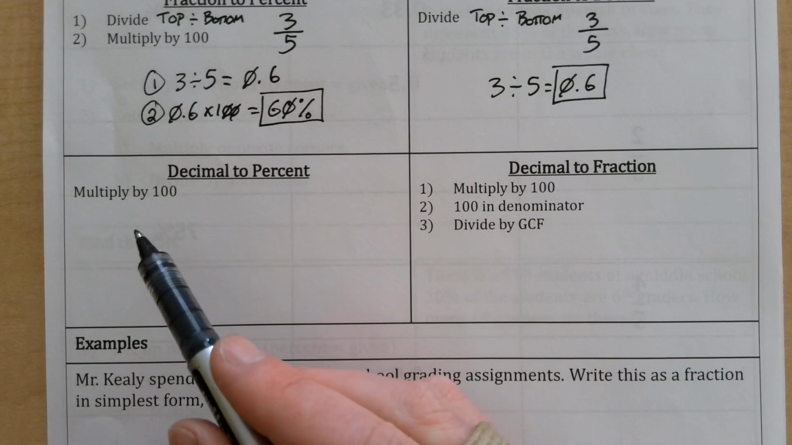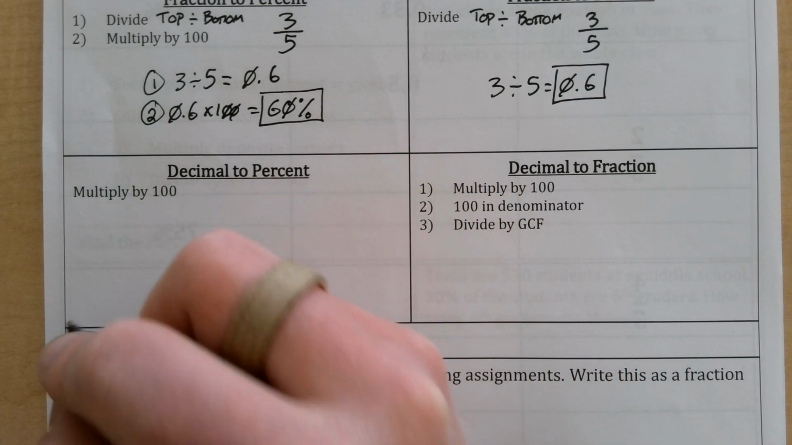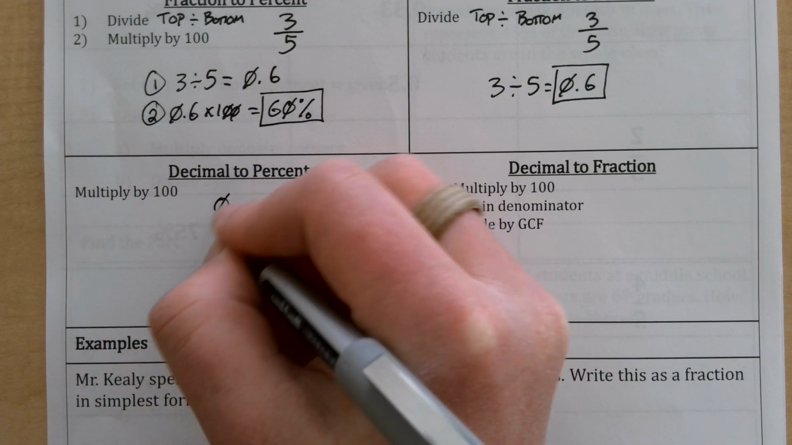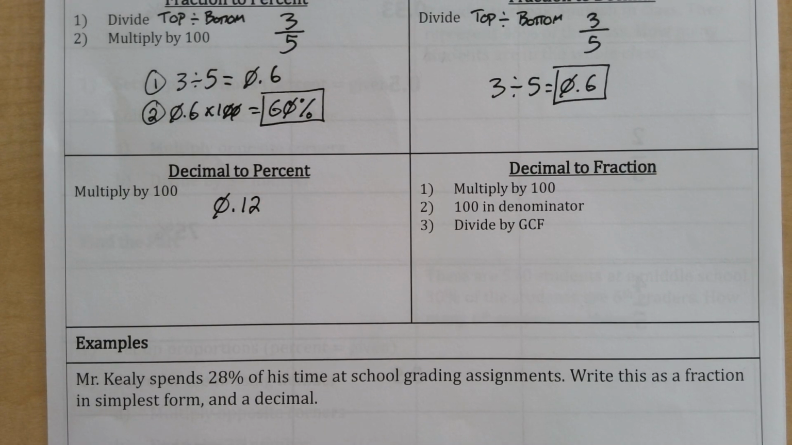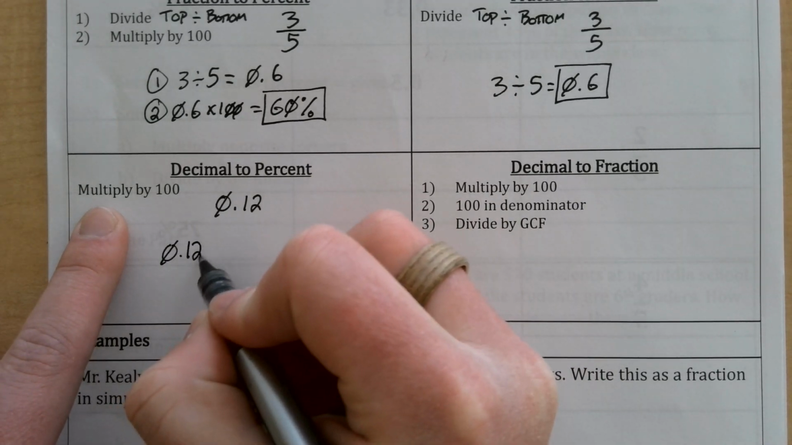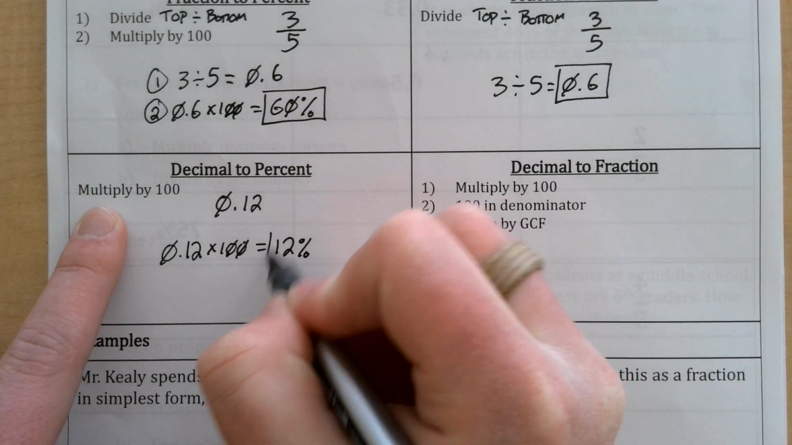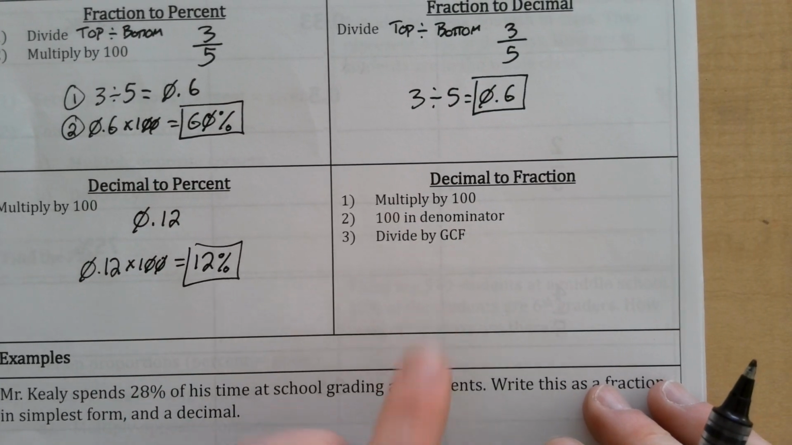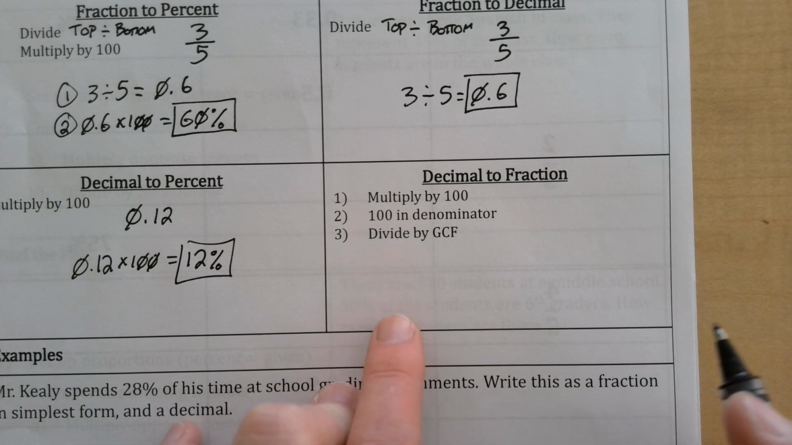All right. Let's say we have a decimal. Let's do 0.12, and I want to turn that into a percent. Well, all I have to do is multiply by 100. 0.12 times 100. You can use a calculator, and you're going to end up with 12%. That one's not too bad. It's working with fractions when we have to divide by the greatest common factor or find a factor to divide by that it gets a little tricky.